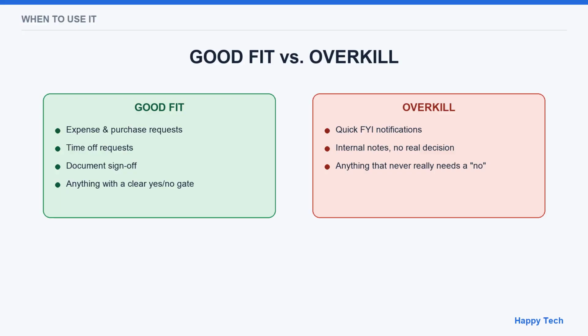One more thing before you build one: this pattern isn't for everything. It's a great fit for expense and purchase requests, time-off requests, document sign-off, basically anything with a genuine yes or no decision. It's overkill for a quick FYI notification or an internal note where nobody's actually saying no. If there's no real decision to make, skip the approval action and just send a message.